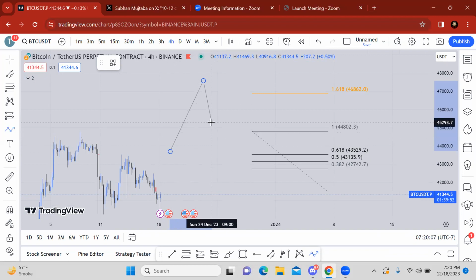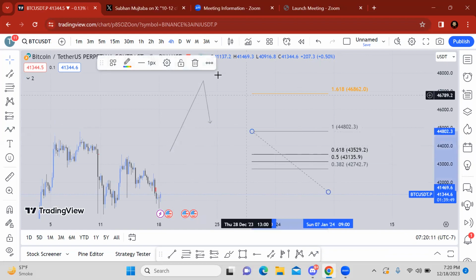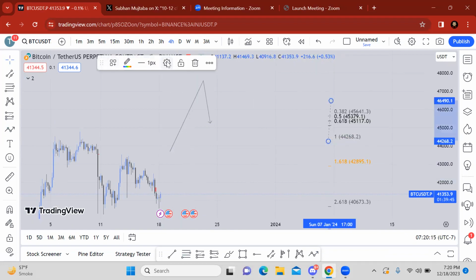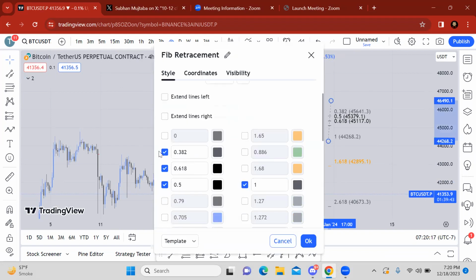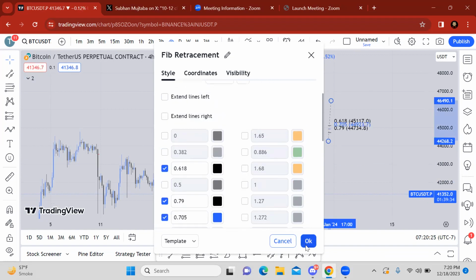Retracement level, what are the retracement levels? Suppose for this move, if I have, this is my... let me turn on my own settings. 0.618, 0.79, turn off all other settings.